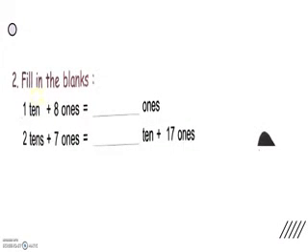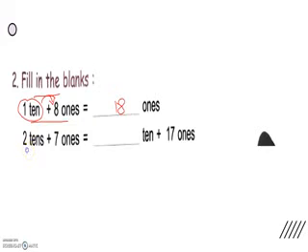Now fill in the blanks. 1 ten plus 8 ones. It can be regrouped like this: 1 is given from the tens group, so there is no tens place left, and it is given to the tens place. 1 and 8, 18 ones.